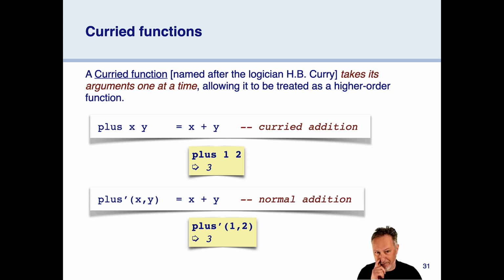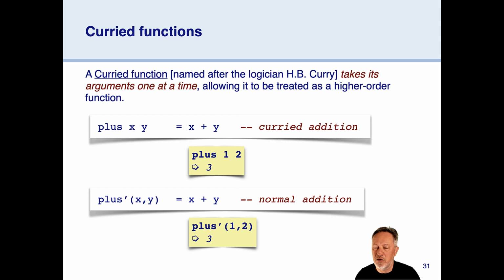Now, curried functions. All the functions we've seen up until now are actually curried functions. This has nothing to do with the food. This is named after the logician H. B. Curry, who studied such functions. A curried function takes its arguments one at a time, so it's actually treated as a higher order function. What does this mean? Here's an example. Plus of x and y computes the sum of x and y. But what's special about that? Plus of x and y is actually a curried addition.